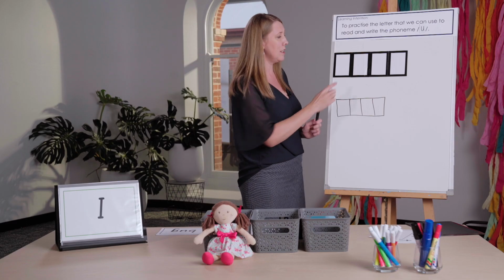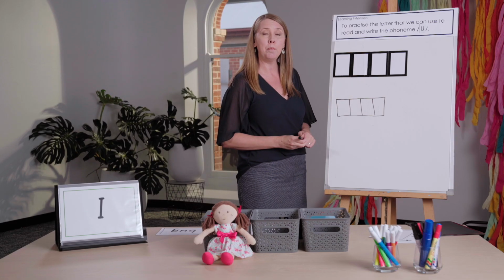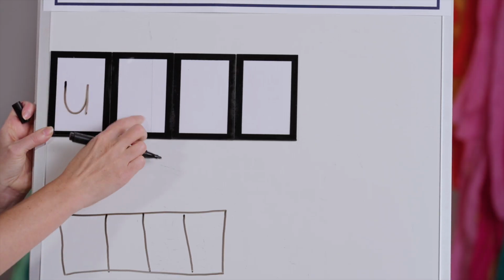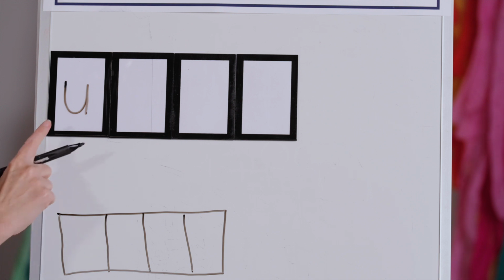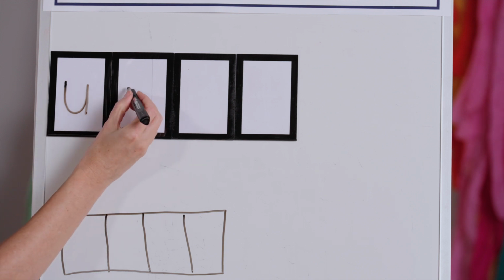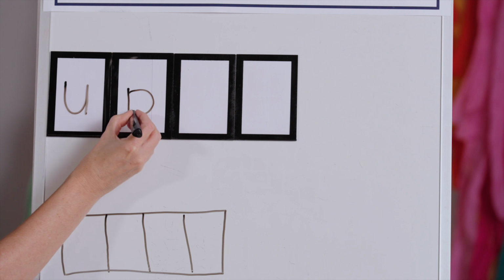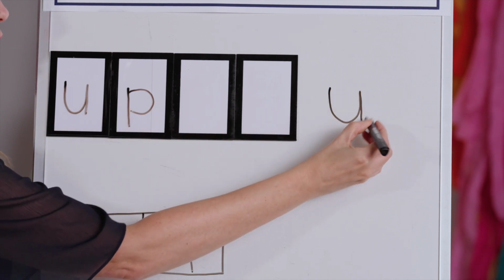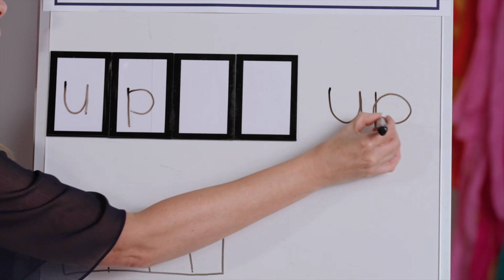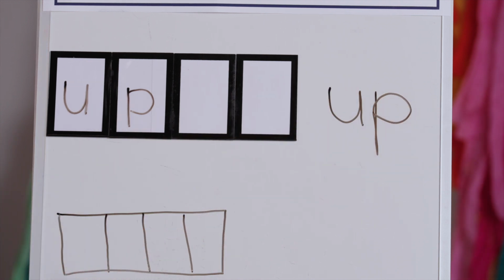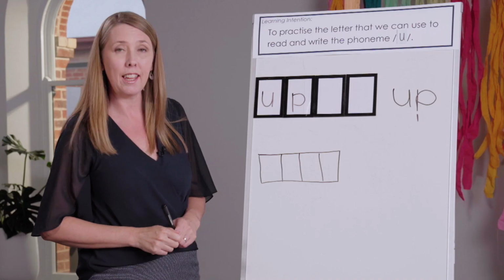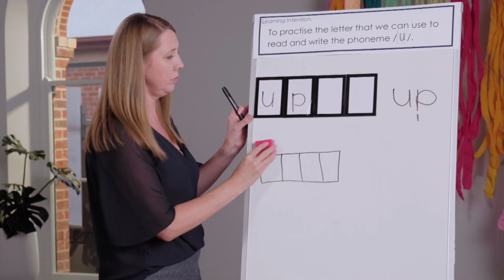Our word is up. What's the first phoneme? Up. Let's write U in the first box. And the last phoneme is P. That's right, it's P. Write P in the last box. And write the word at the end. Up. P. And let's read the word. Up. Great reading and writing, everyone.